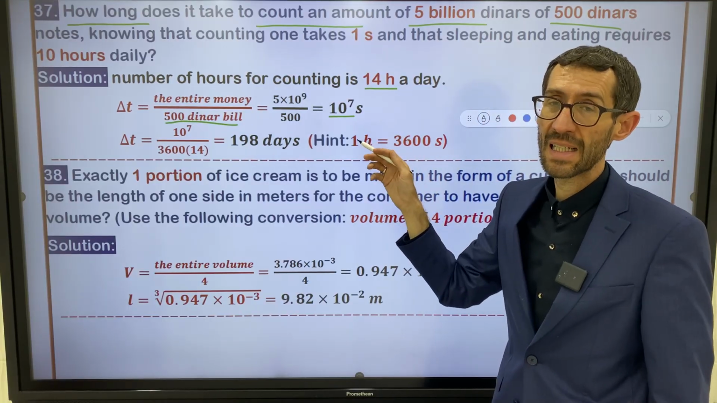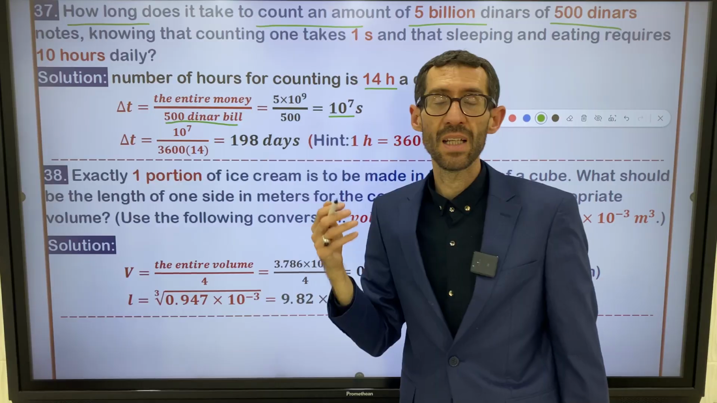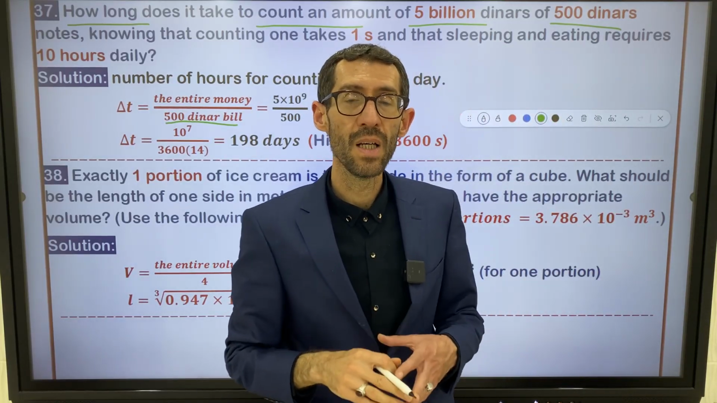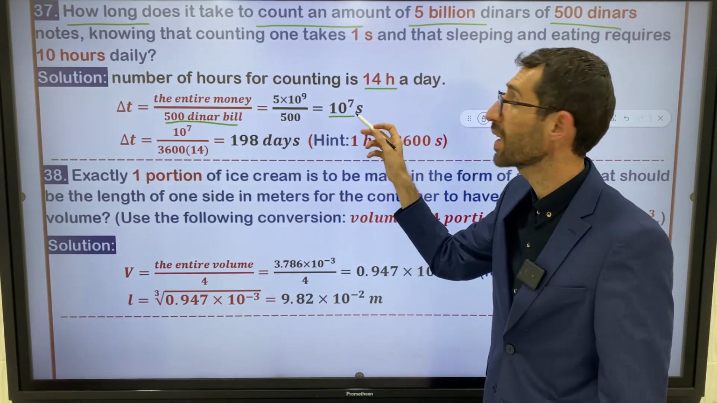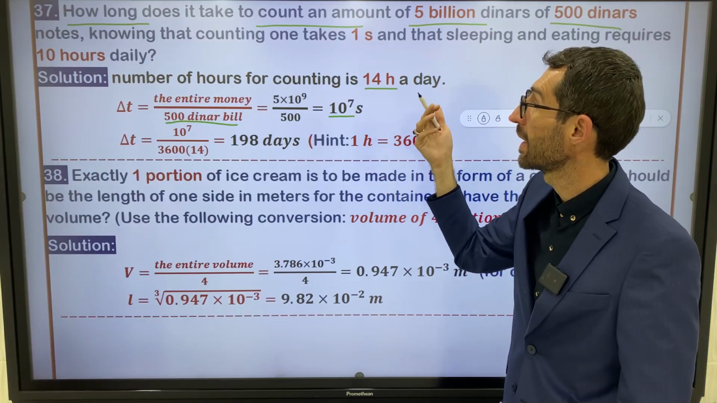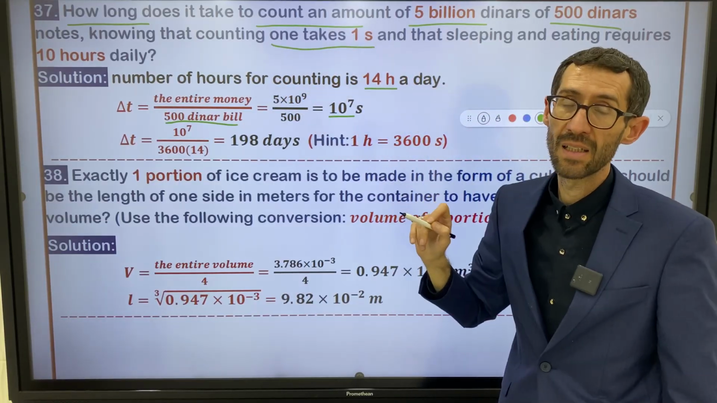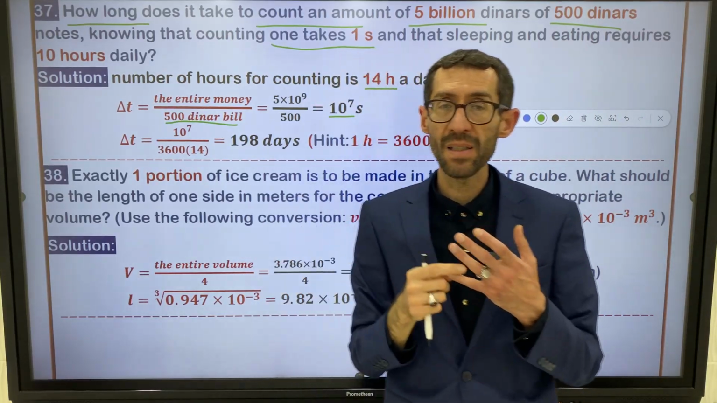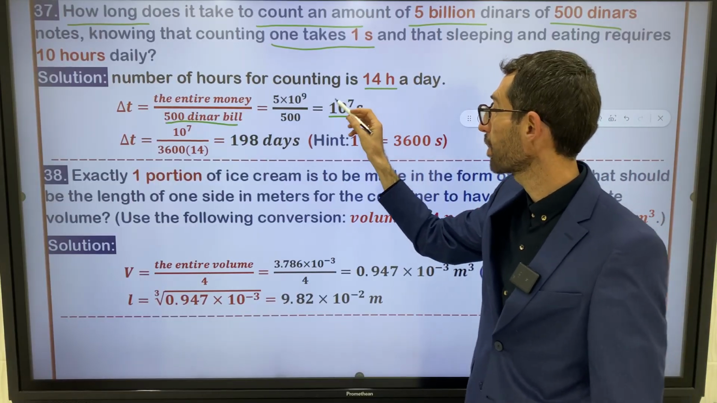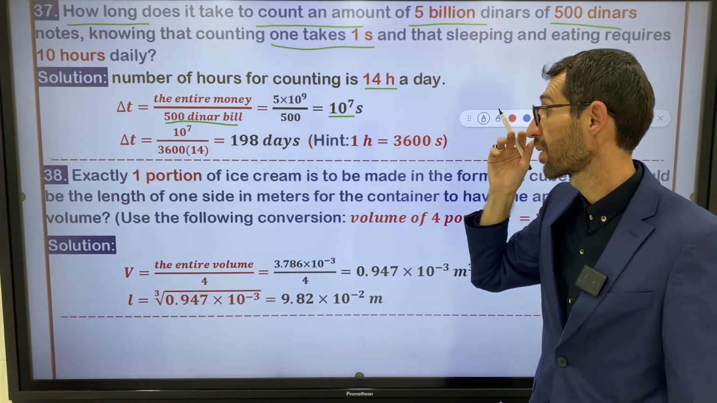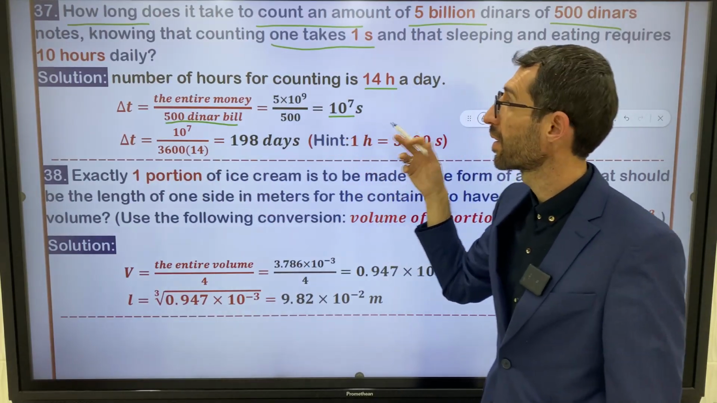What do you say, 10 to the power 7 second? By dividing the entire money by the 500 dinar bill, you find the number of bills. But why do we write second? Because the question says that counting one bill takes 1 second. So the number of bills is equivalent to the number of seconds. That's why this number directly becomes seconds. So delta T is equal to 10 to the power 7 second, right?